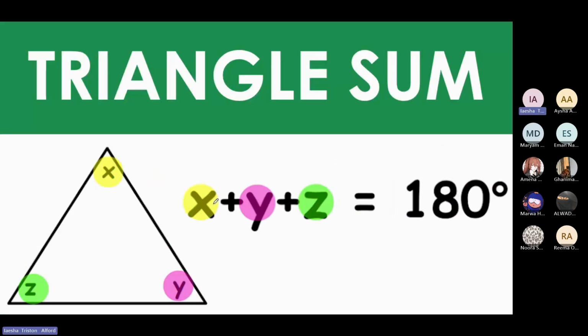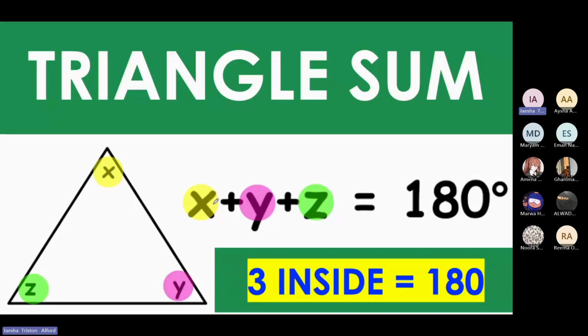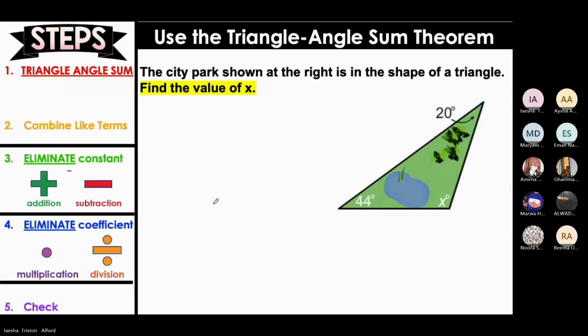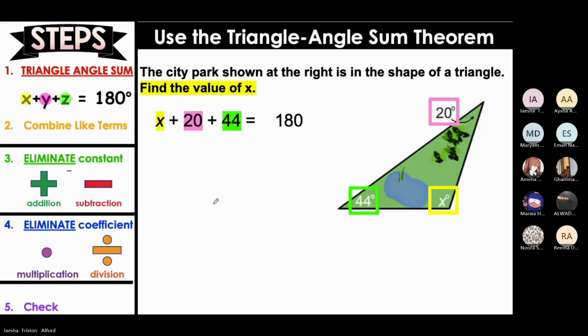We also need triangle sum. What's triangle sum? You add three angles, added equal 180. The 3 inside equal 180. Okay, so this question is about triangle sum. Here, if we wanted to find the value of x, we use triangle sum. 3 inside is equal to 180. This plus this equal 180. Make sure you clean up the numbers without x.